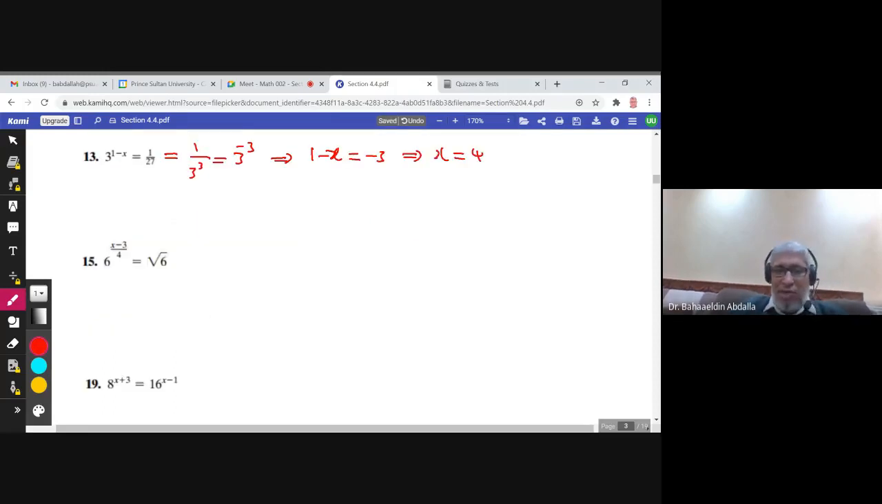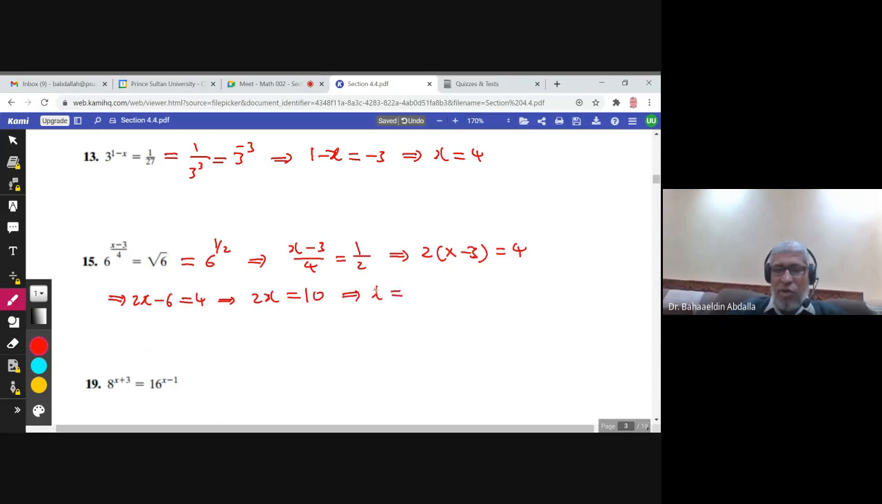What about this one? Here, square root of 6 is actually 6 to the power half. So x minus 3 over 4 would be equal to half. If you cross multiply, you have 2 times x minus 3 equals 1 times 4, which is 4. Now you expand: 2x minus 6 equals 4. If you take the number to the other side, you get 10. And if you divide by 2, you get 5. So the answer is 5.